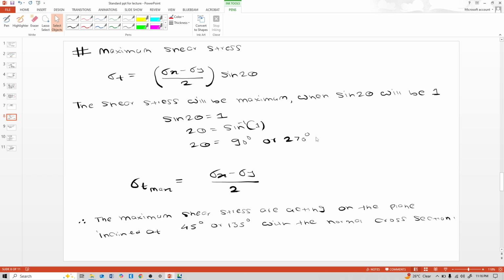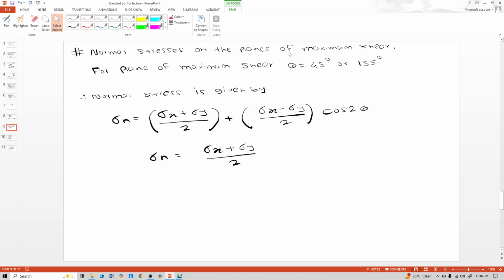The maximum shear stresses act on the plane inclined at 45 degree or 135 degree with the normal cross section. That means for maximum shear stress the required angle is 45 degree or 135 degree with the normal cross section. And maximum shear stress and tangential shear stress are similar terms. Therefore, maximum shear stress is equal to sigma x minus sigma y upon 2.